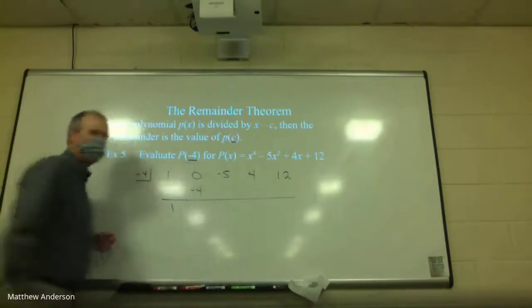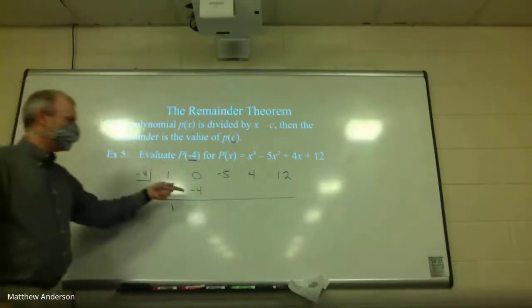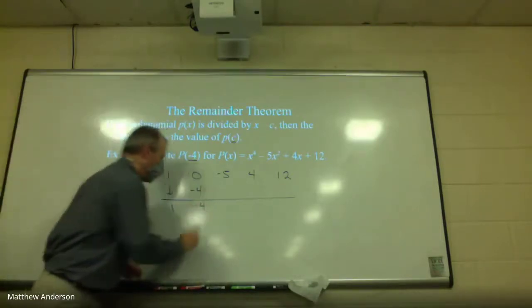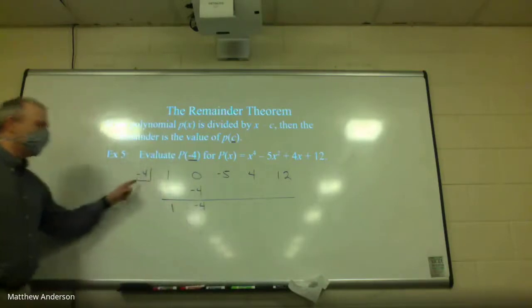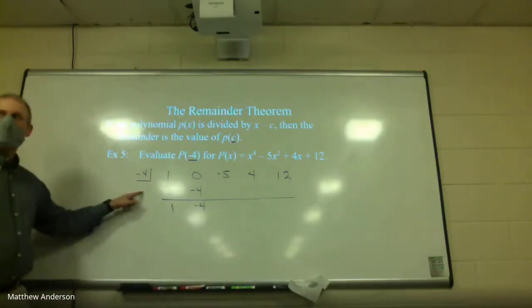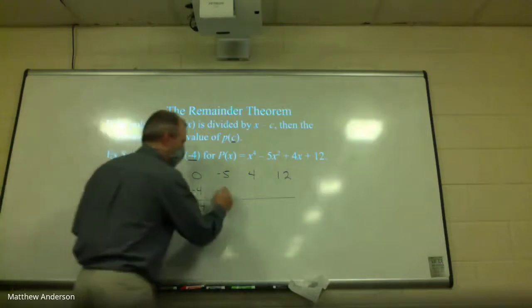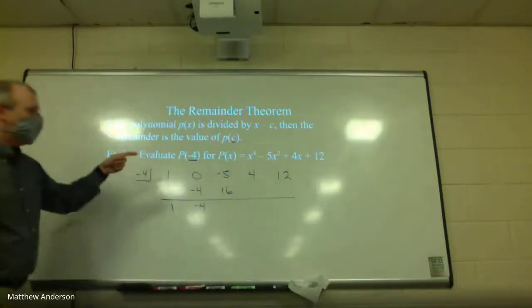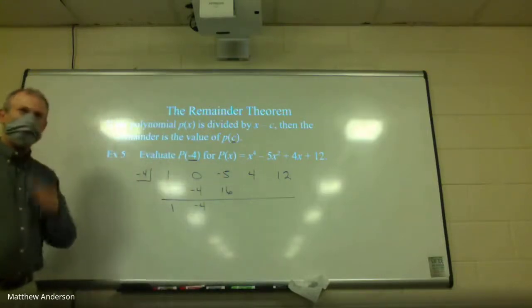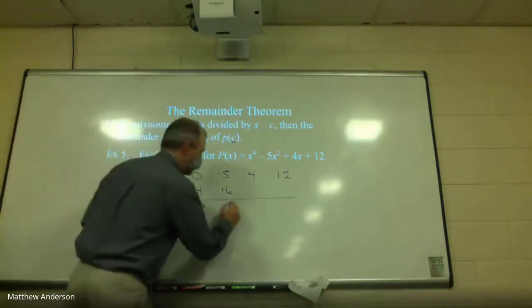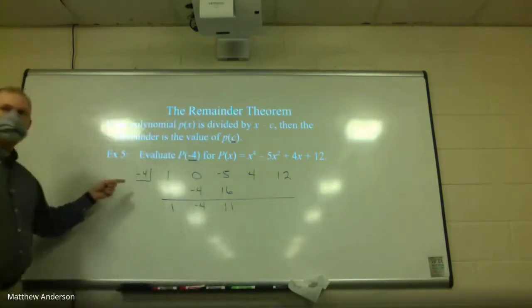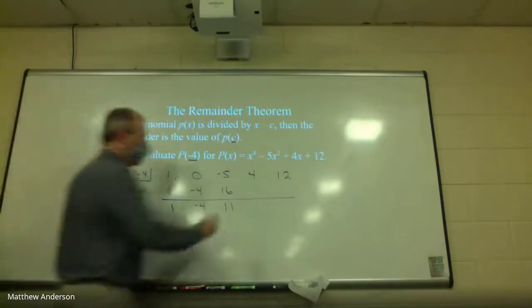Negative 4. Hopefully you all say negative 4. 0 plus negative 4 is still negative 4. Now, negative 4 times negative 4. Positive 16. Negative 5 plus 16? 11. 11 times negative 4? Negative 44.